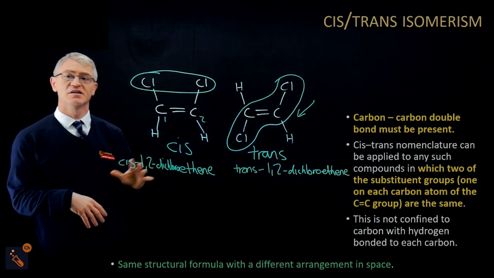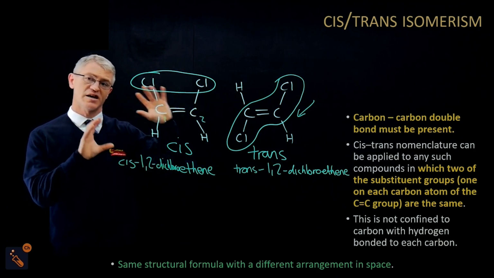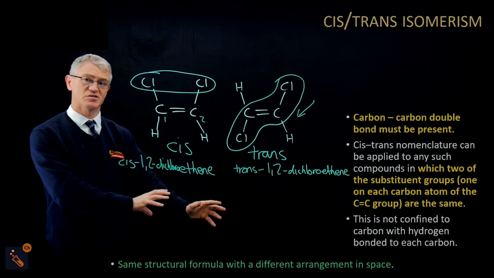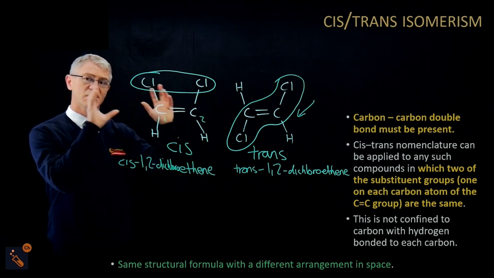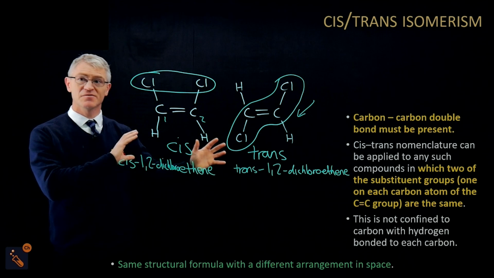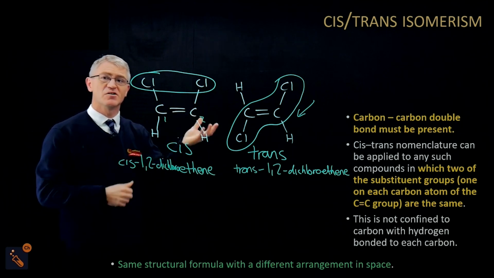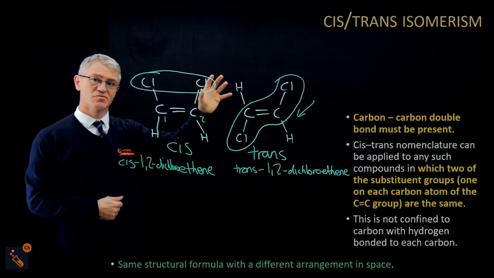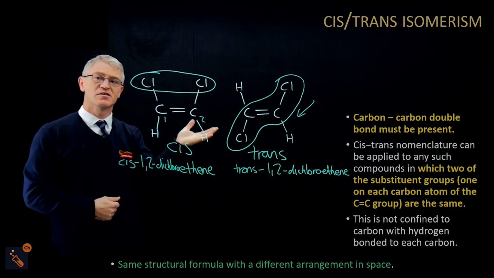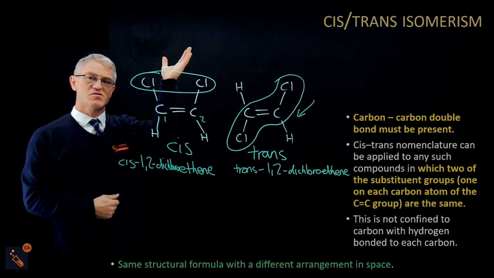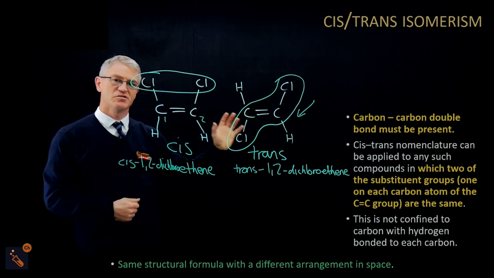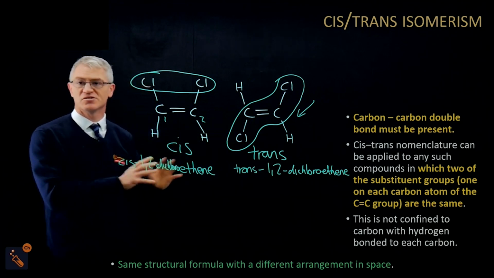So what we've got here is two alkenes, both with the same structural formula and a different arrangement in space. Same molecular formula as well, but we've got two groups, one on each carbon, that are the same, so we can call it cis, and they're on the same side of the double bond. And then we've got these on a different side of the double bond, so therefore trans, going across, like transatlantic.